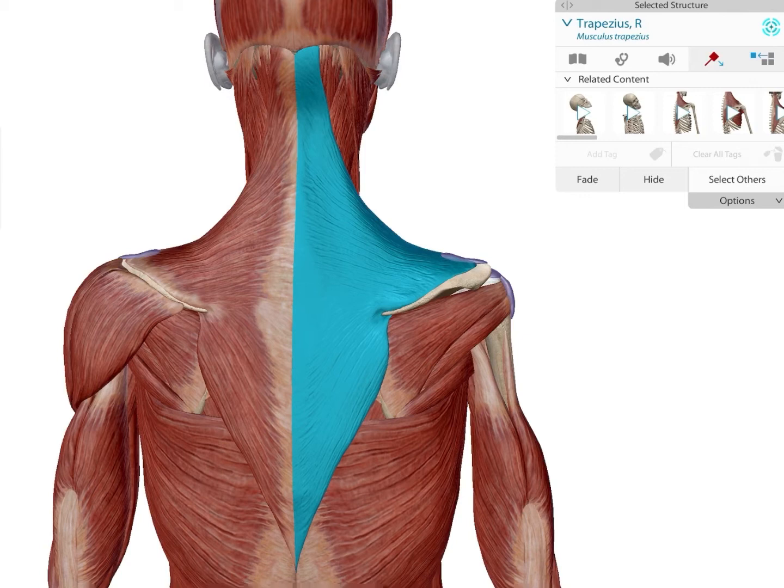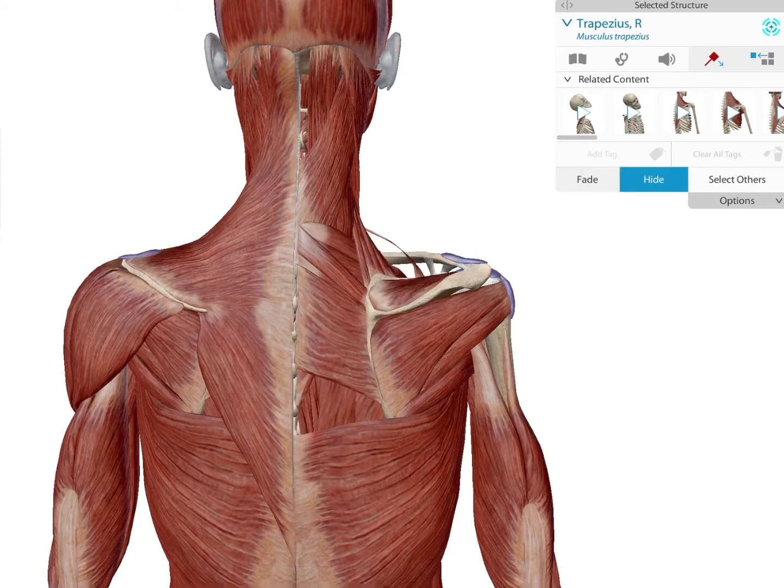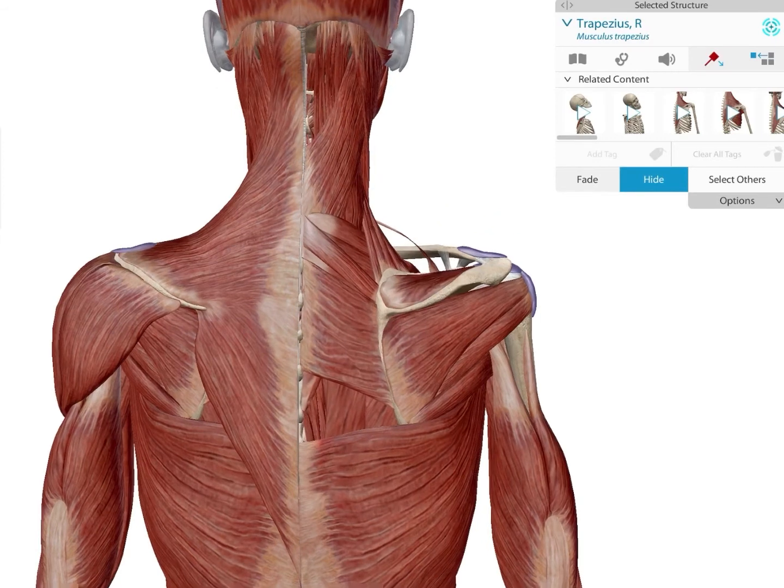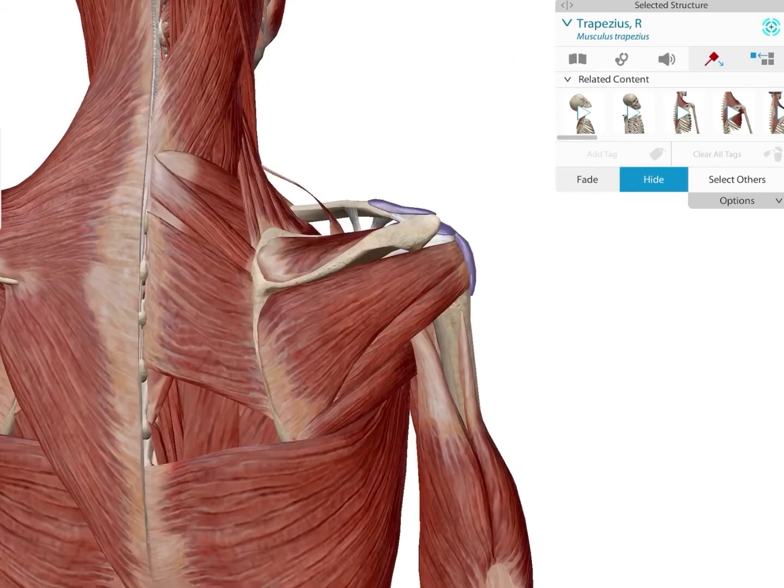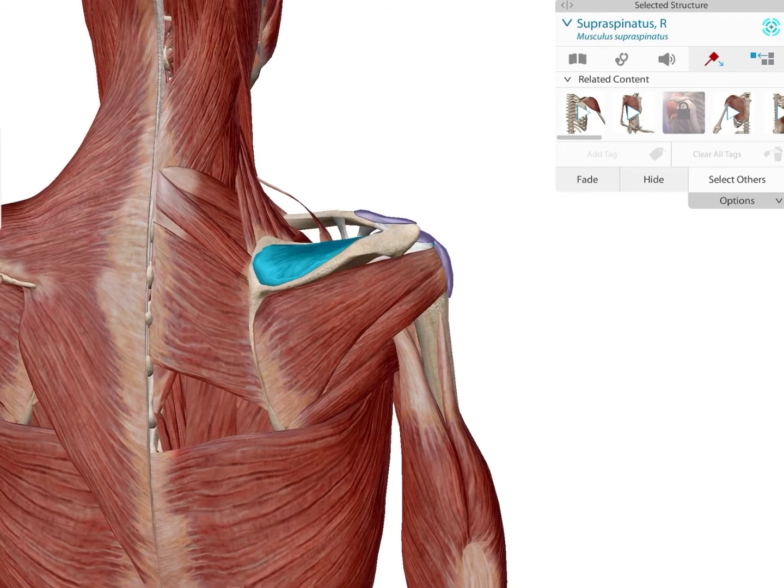Do read about the actions. Do read about its role in overhead abduction, especially the upper and lower fibers. Okay, let's move on to the scapular muscles. Now, first I'm going to speak about the supraspinatus, the initiator of abduction. Okay, it's inserting on a facet on the greater tubercle of humerus.